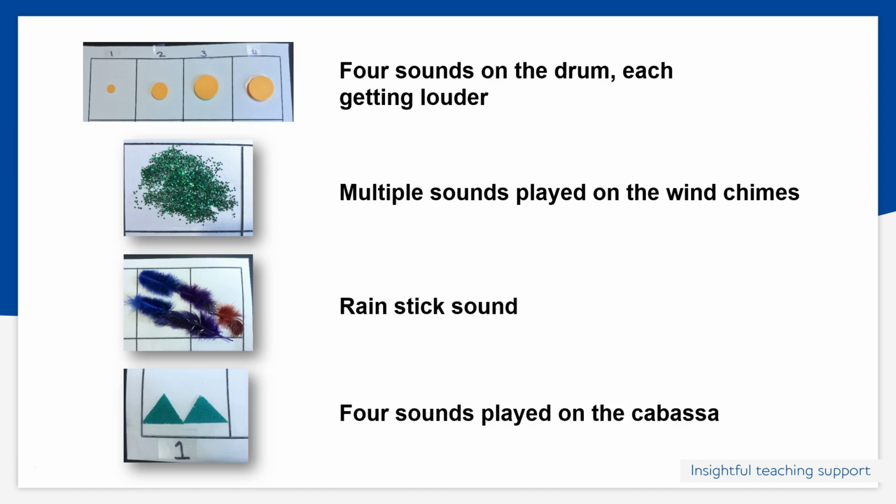The sandpaper describes in slightly more detail how the sound will be played. So for each triangle, it's 2 sounds on the cabasa. It's important to make this clear in a key so that other people can see exactly what's required when performing from the score. So for the drum, we have 4 sounds getting louder.